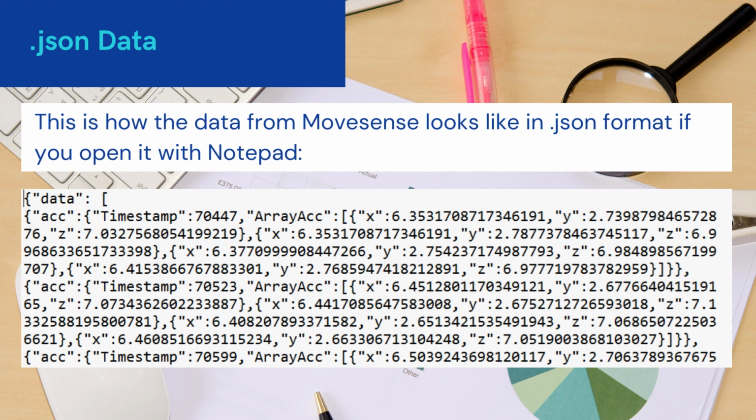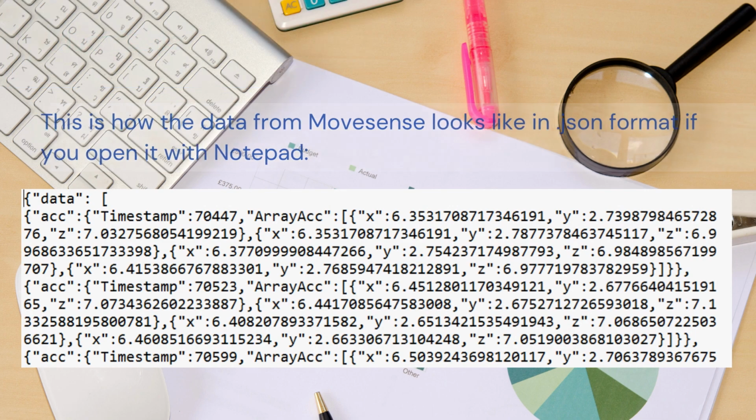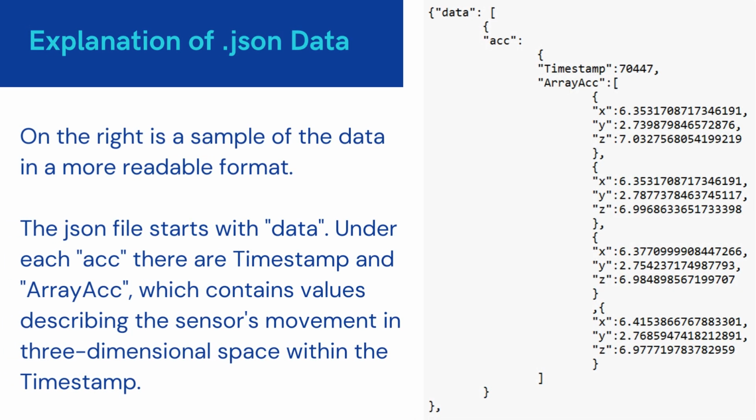This is how the data from Movesense looks like in JSON format if you open it with Notepad. On the right is a sample of the data in a more readable format. The JSON file starts with data. Under each ACC, there are timestamp and array ACC, which contains values describing the sensor's movement in 3-dimensional space within the timestamp.